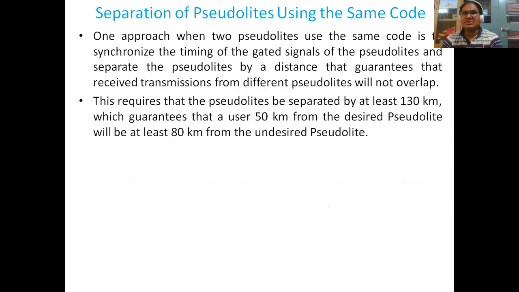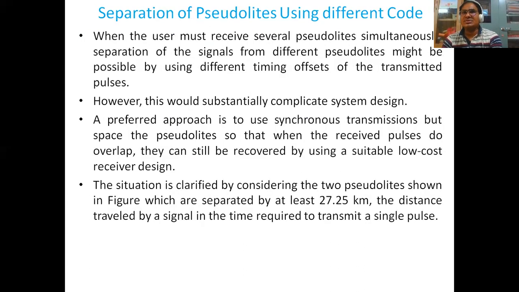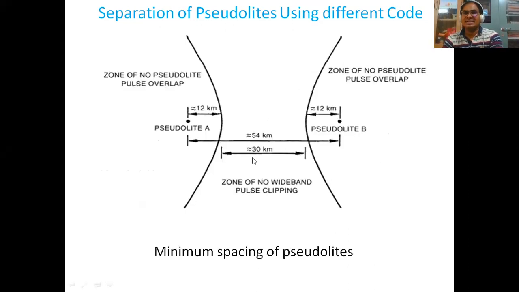For that purpose, we use two techniques, that is using different codes and using the same codes. And this is the minimum distance between pseudolite A and pseudolite B. From its coverage, it should be at a distance of 12 kilometers, so that the separation between them will be 54 kilometers, and their coverage separation will be around 30 kilometers. And here we will use wideband pulse clipping for the separation of the signals. So this is the zone of overlap, but it should be avoided.